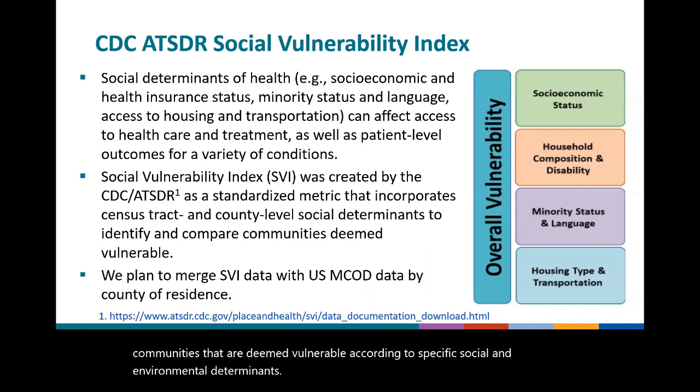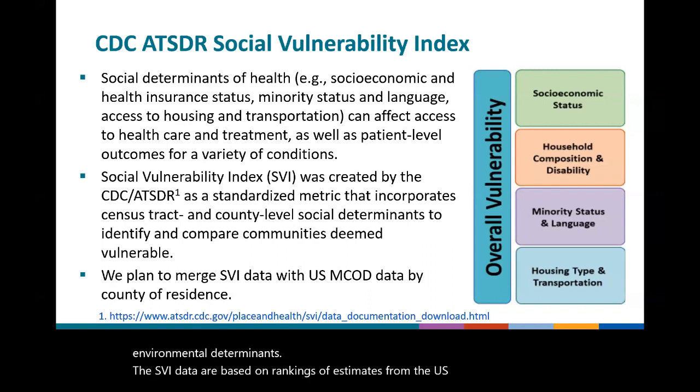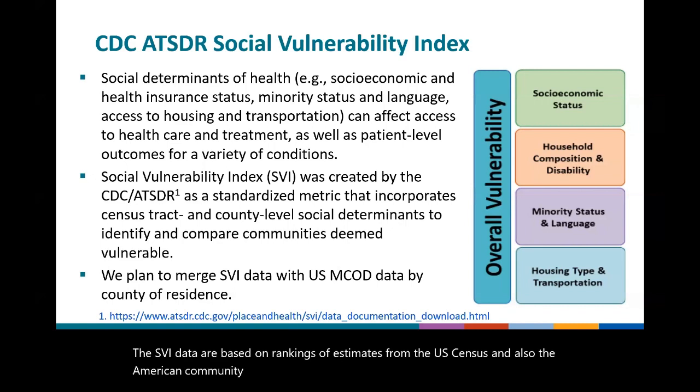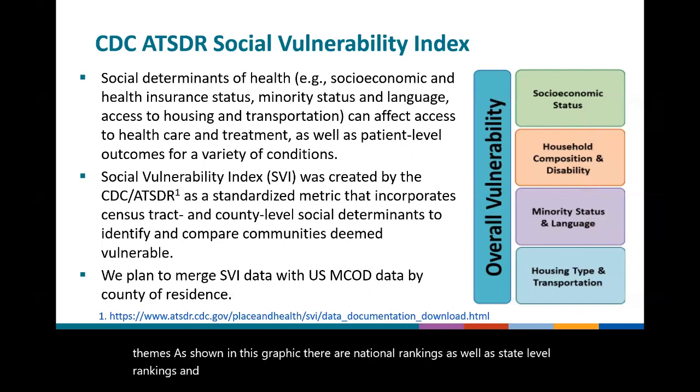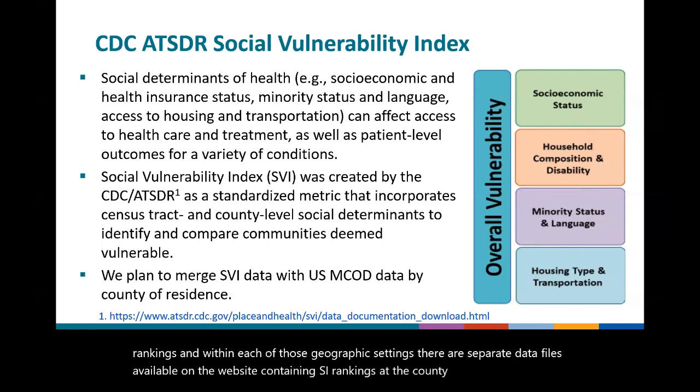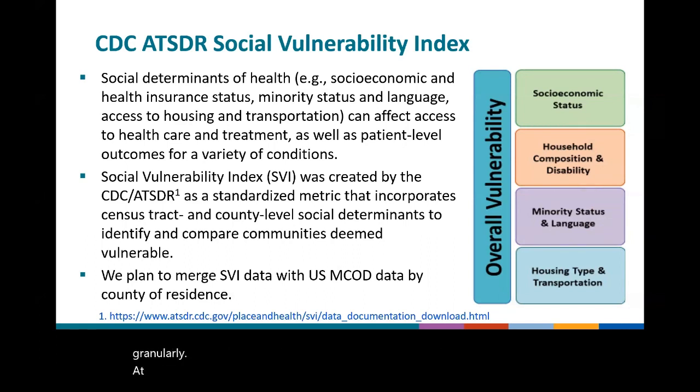The SVI data are based on rankings of estimates from the US Census and also the American Community Survey using 15 domains that are grouped into these 4 themes as shown in this graphic. There are national rankings as well as state level rankings. And within each of those geographic settings, there are separate data files available on the website containing SVI rankings at the county level and more granularly at the census tract level.